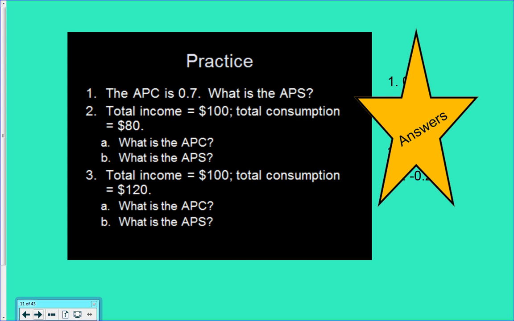Okay, so AP, I'm gonna call on some people. John, you just volunteered yourself. If the APC is 0.7, what's the APS? How did you figure that out?